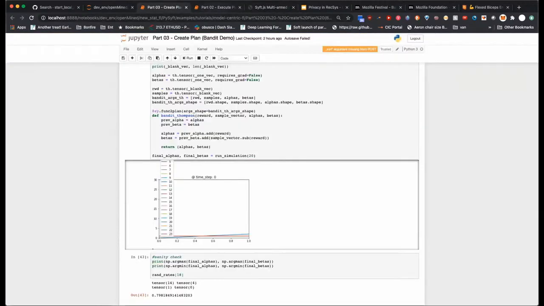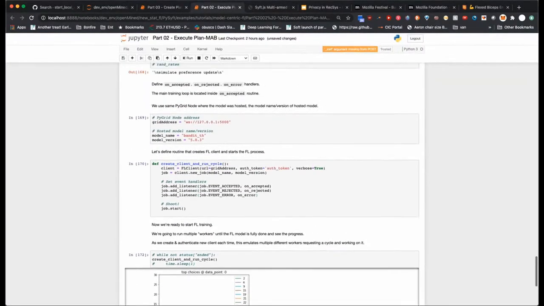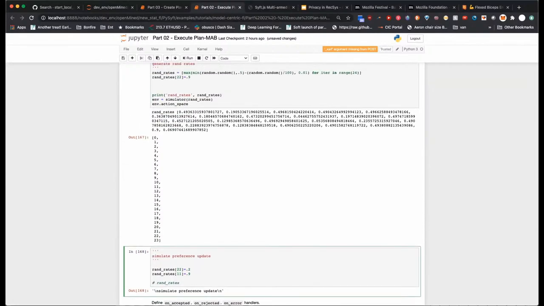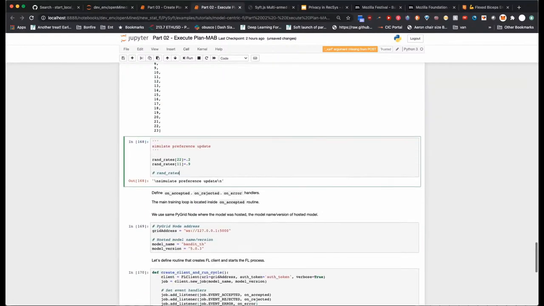So the benefit of using such an algorithm is that it's able to essentially adjust itself to user preference updates. So let's take a look at how this looks. We're essentially simulating a user preference change, and we're going to run this again.